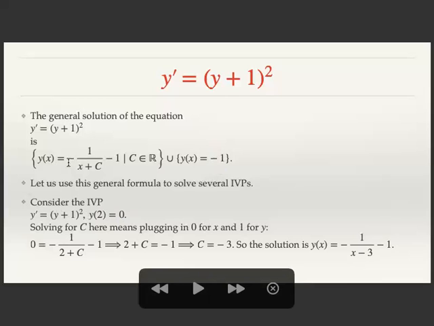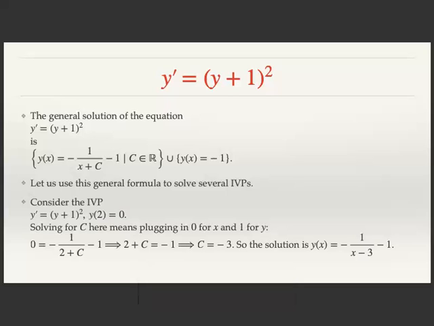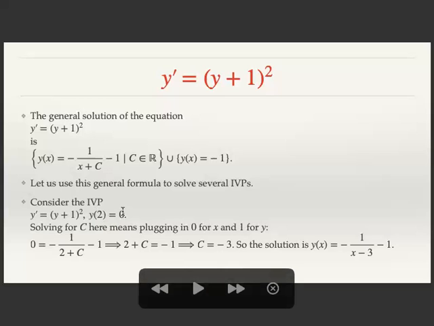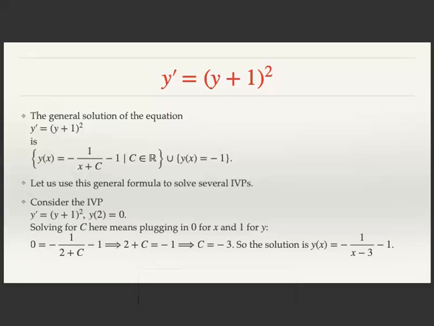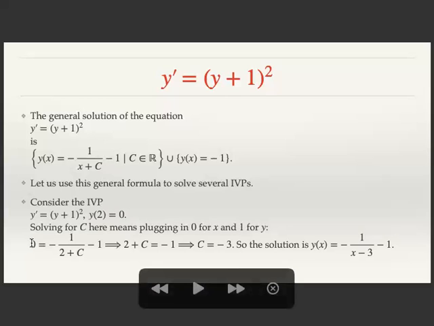So this means we're looking at this other formula. The solution is of the form minus 1 over (x plus c) minus 1. And we need to determine the correct value of c for this solution. y of 2 is equal to 0 means when x is equal to 2, y is equal to 0. So we plug in 2 for x and 0 for y, and we get 0 is equal to minus 1 over (2 plus c) minus 1.